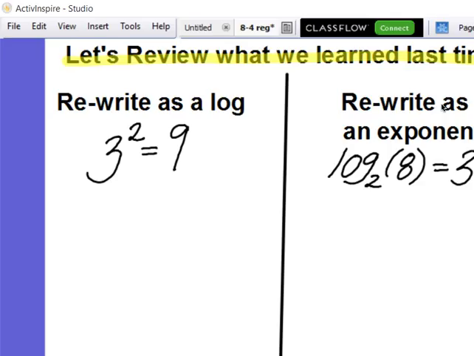So if I said to you, rewrite this as a log, I want you to take a whiteboard and try it. Show me that you can still remember what we learned last time. Take this exponential statement. It's a true statement. 3 squared is 9, yes. This is an exponential form. Put it in logarithmic form, which is the inverse form. It's equal in value, just different form.